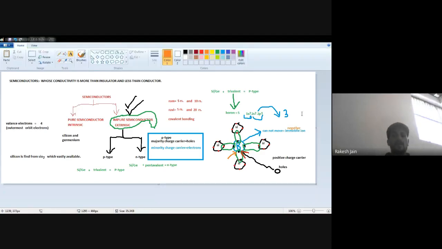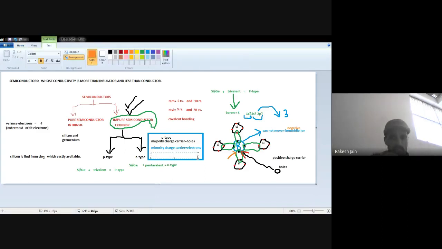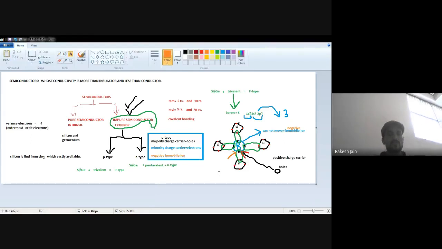So a p-type semiconductor always consists of 3 things. One is the majority charge carrier, holes. Minority charge carrier means charge carriers which are in small quantity, so electrons will be few. Majority charge carrier means in large quantity, so holes will be many. And the third thing is the negative immobile ion. So 3 things are always held by a p-type semiconductor.